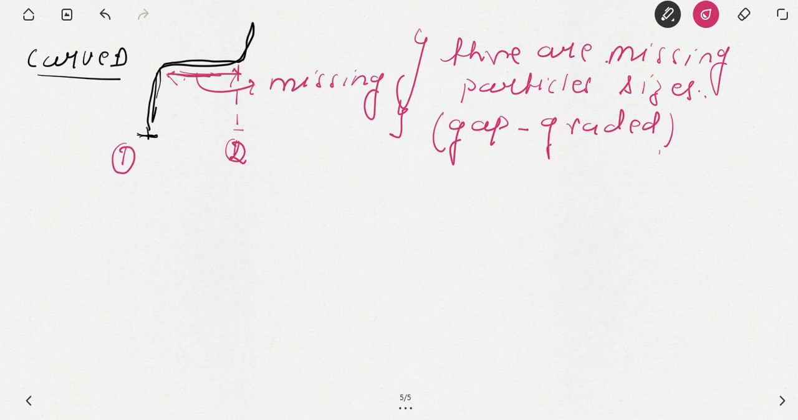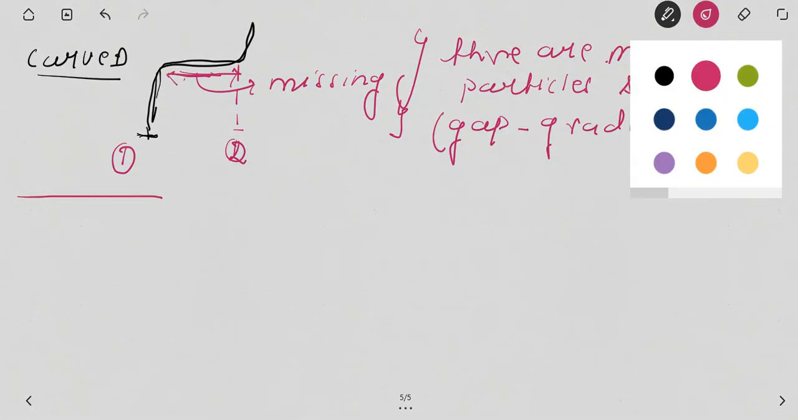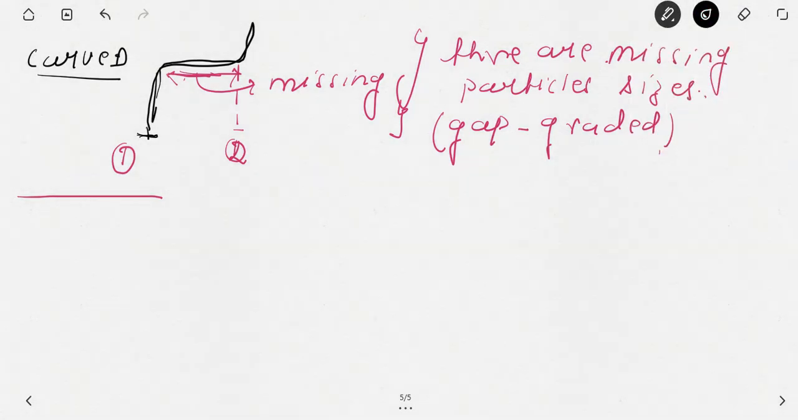So have we understood the gradation and the categories, and how we can interpret the data from the particle size distribution curve? Let us proceed towards some important relations actually.